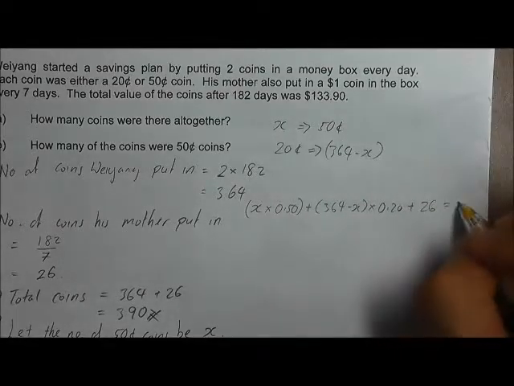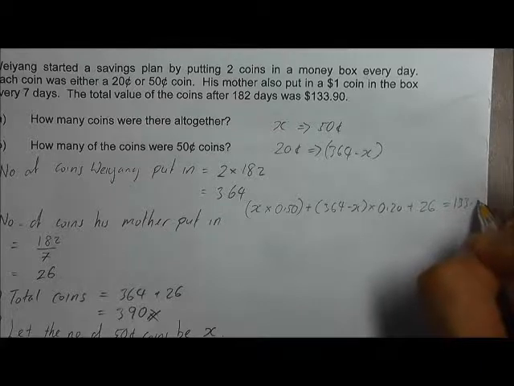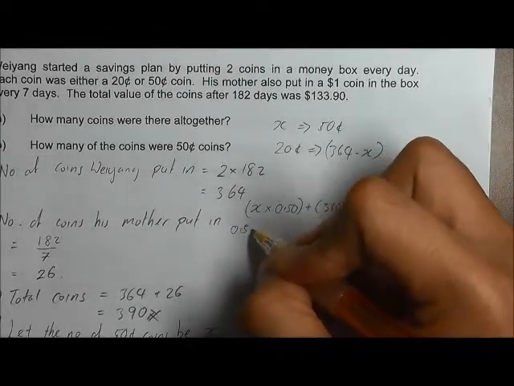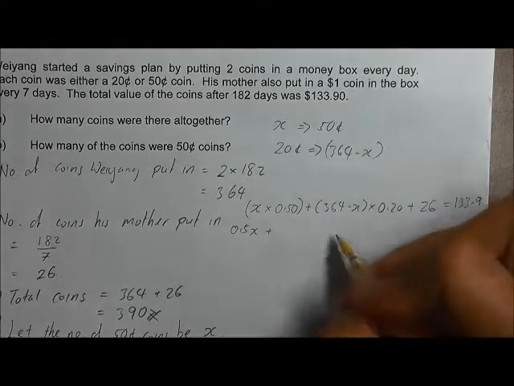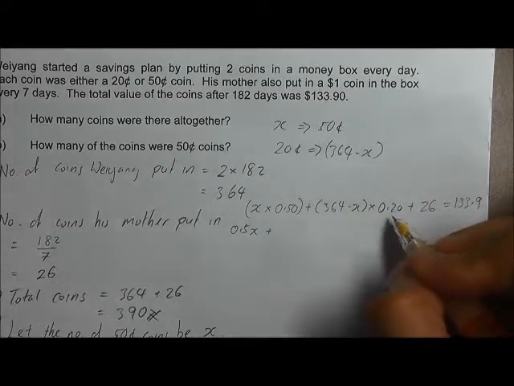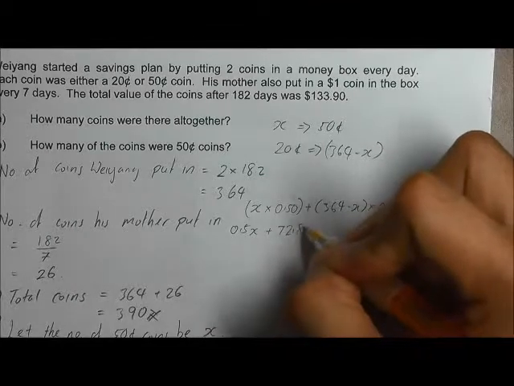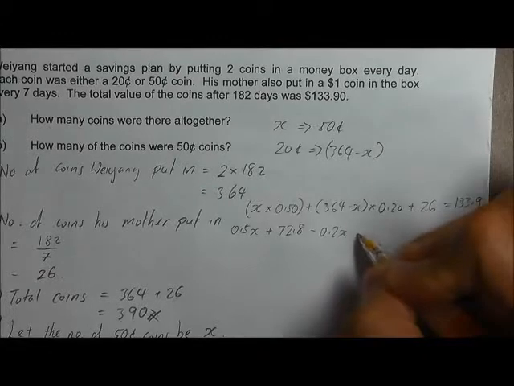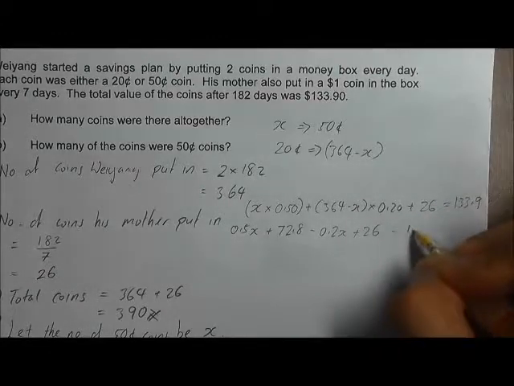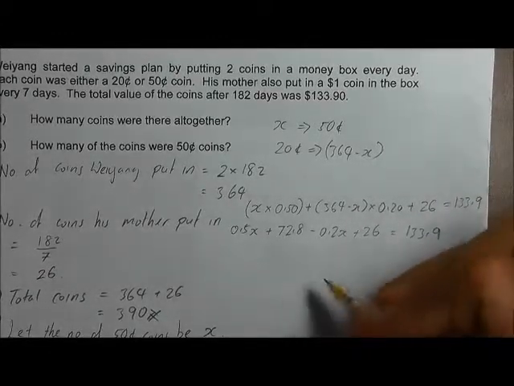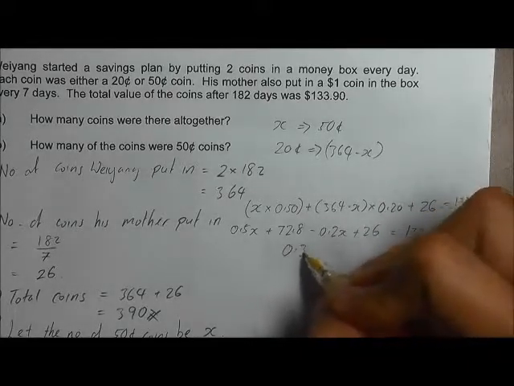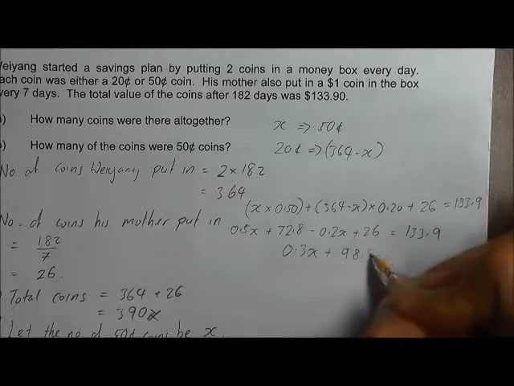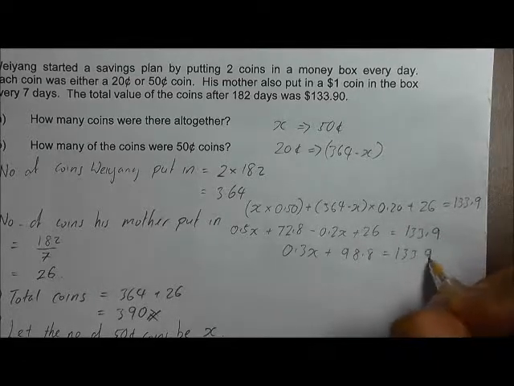133.9. Okay, so this we will get 0.5x plus 364 times 0.2, we have 72.8, minus 0.2x plus 26 is equal to 133.9. So we have 0.3x plus 98.8 is equal to 133.9.